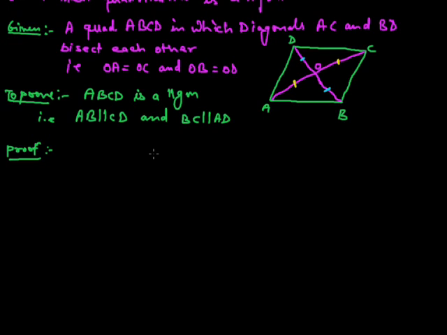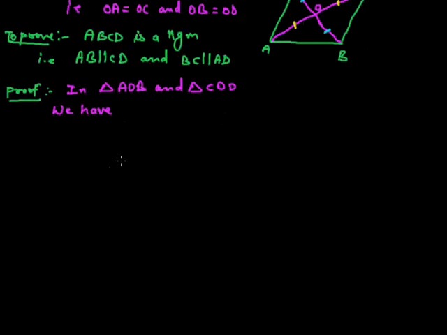How can we start? We can start with the triangle AOB and triangle COD. Why are we starting with these two triangles? Because we are given two sides equal to the corresponding two sides of the other triangle. So, in triangle AOB and triangle COD we have what?